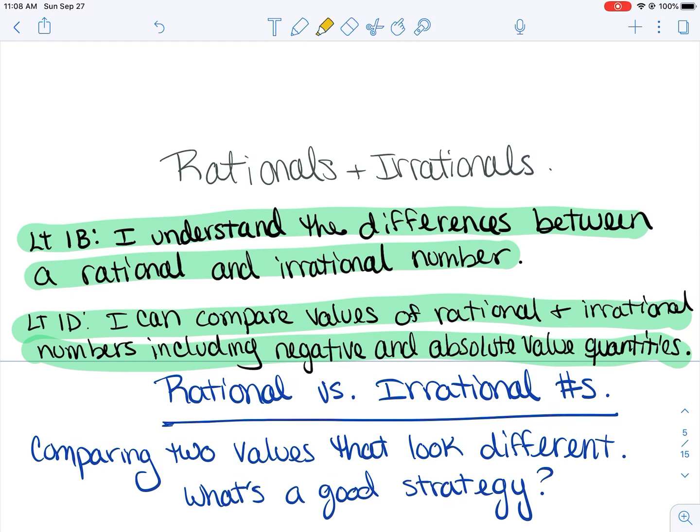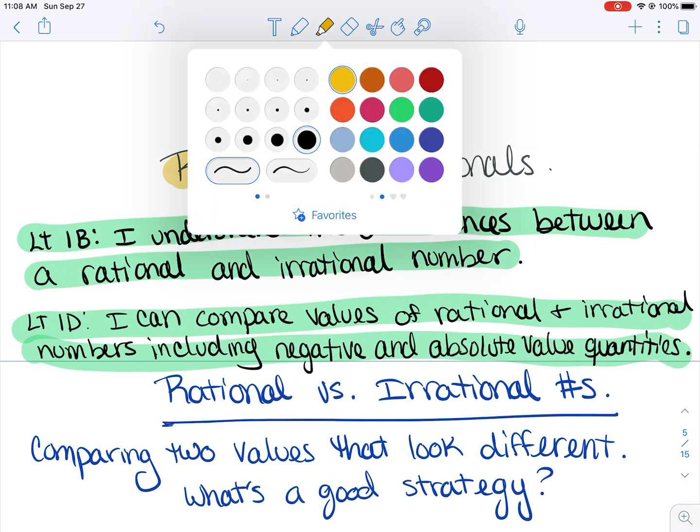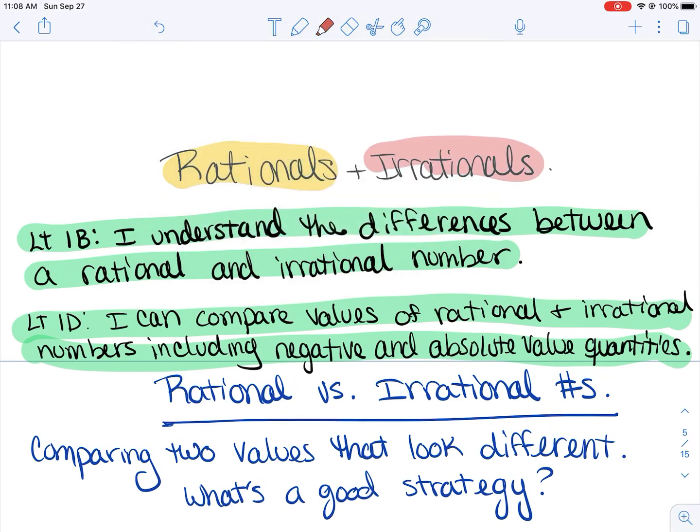Rational numbers, if you think about the word rational, like somebody who's a rational thinker, they have very organized, very neat and tidy thoughts, right? And irrational people or irrational thinkers, they might be a little bit scattered, a little bit impulsive, a little bit crazy, we might even say. So I want you to think about that with numbers as well.